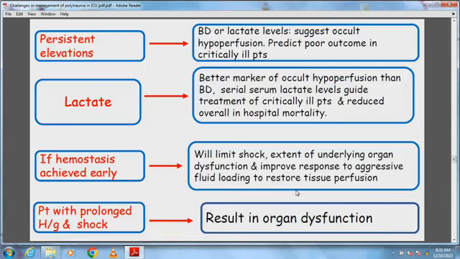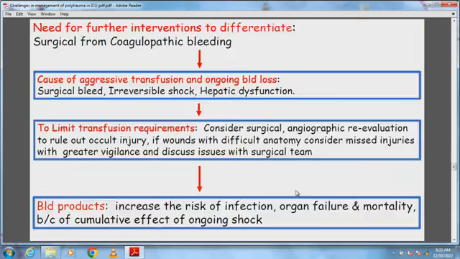If hemostasis is achieved early, it will definitely limit the shock and underlying organ dysfunction, and an improved response to resuscitation can be observed. Prolonged shock can result in organ dysfunction. For the interventions, whether surgical or for coagulopathy, if aggressive transfusion is going on in a patient, it indicates either a surgical bleed, irreversible shock, or hemostatic dysfunction. To limit transfusion, one should consider a surgical cause, angiography, re-evaluation to find occult injuries, and discuss with the surgeon. Blood products have adverse effects themselves.